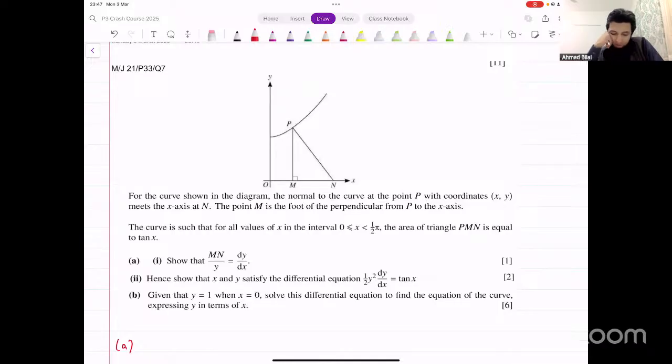It says for the curve shown in the diagram, the normal to the curve at the point P with coordinates x, y meets the x-axis at N. So we have this point P. At this point, the normal meets the x-axis at N. The point M is the foot of the perpendicular from P to the x-axis. So if you draw a perpendicular from P to the x-axis, we have this point M.